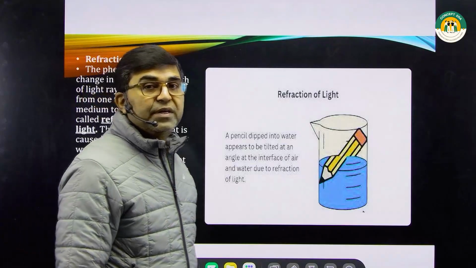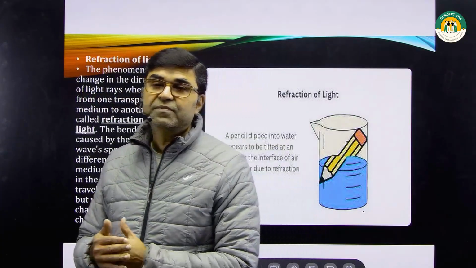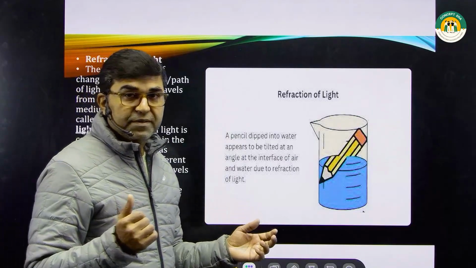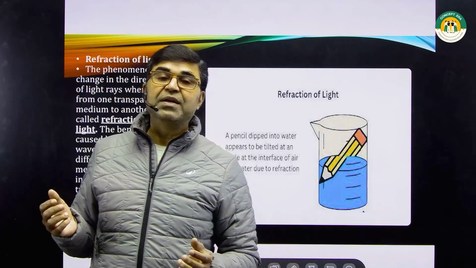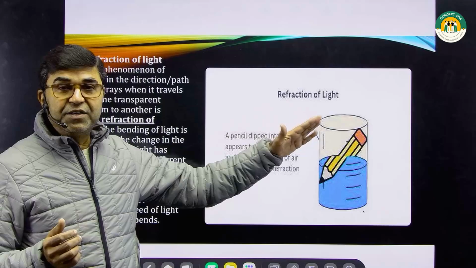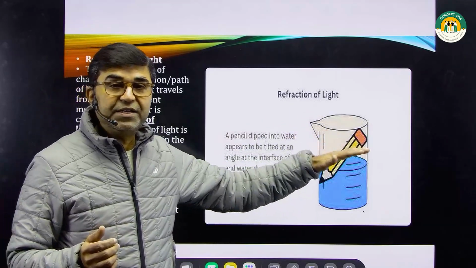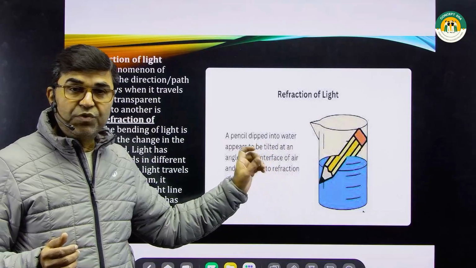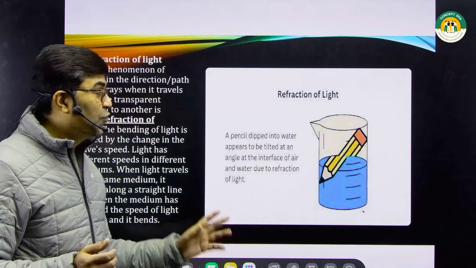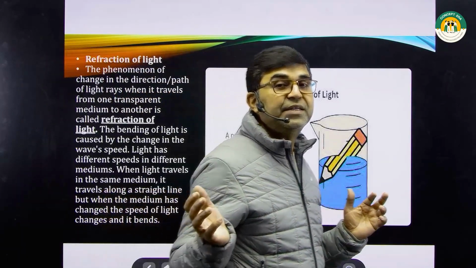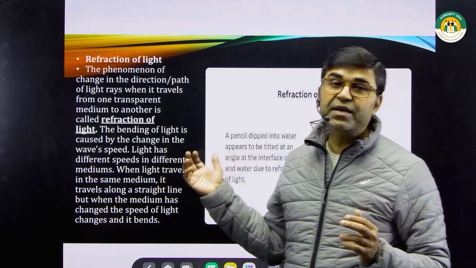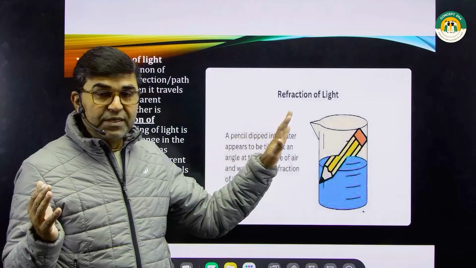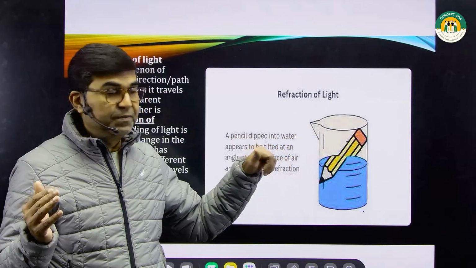Now coming to refraction of light. What is refraction? Whenever light enters from one medium to another, which have different optical densities, then the light rays change their path, or the light rays bend slightly. That bending of light is known as refraction of light. So whenever a light ray is entering from a rare medium like air to a dense medium like water or glass, it will move slightly towards the normal.